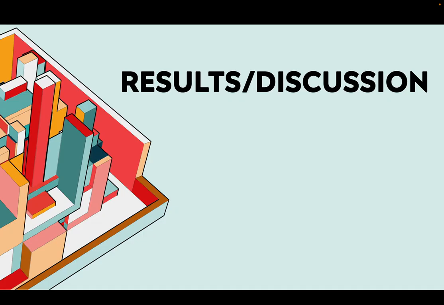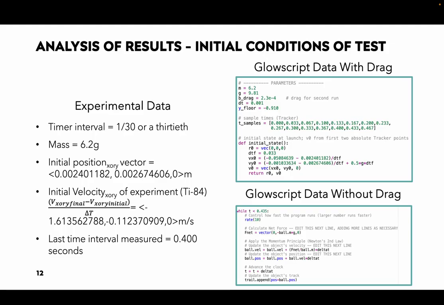Results and discussion topics. These are some of our initial conditions for our test. Our experimental data is all written on the left-hand side, and one thing of note as a difference between the GlowScript data with drag and without drag is that the drag constant is in our top right little square here, and we will be using that drag constant in our drag equation later on.